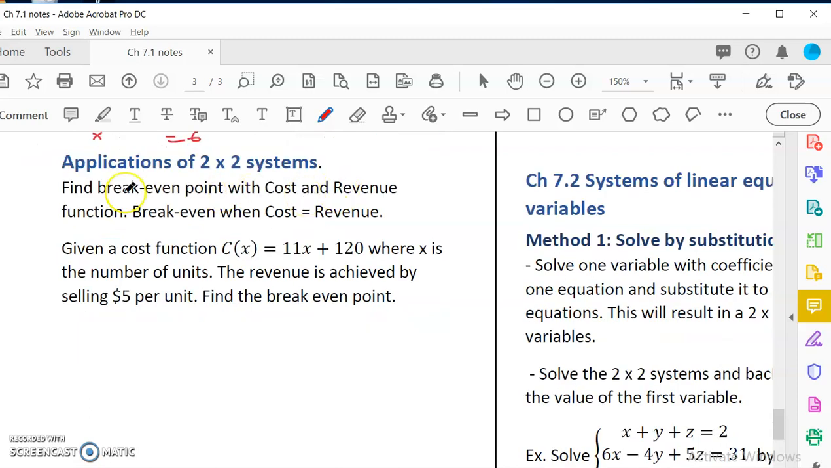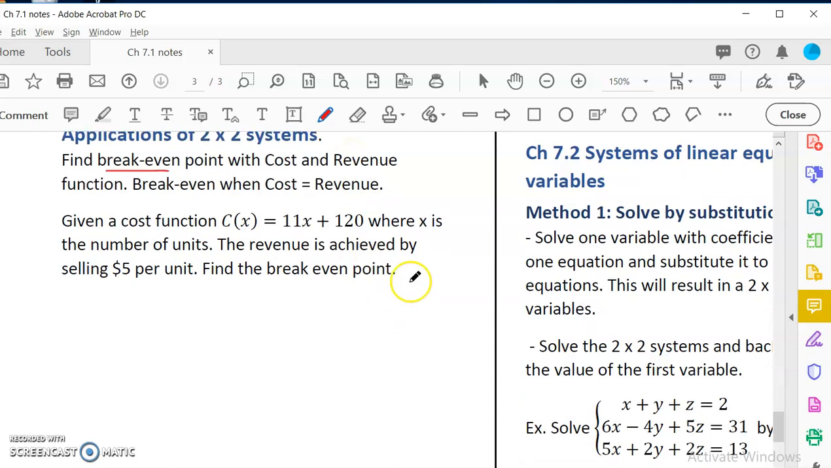The next part is applications. I picked 2 applications to do in this case. I picked the one that involves costs and revenues, because we know in business, the break-even point is when the money you spend is the same as what you get back. So break-even happens when cost is equal to revenue.